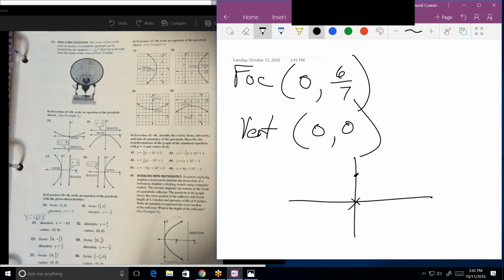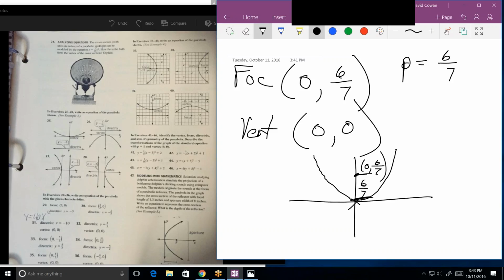What kind of parabola are we looking at? Horizontal, vertical, opening up, opening down? Opening up, and that would be vertical. Okay. What's p equal to? p is equal to 4 times 6/7? No. p is always this distance right here. So it's 6/7. In other words, the coordinate there is (0, 6/7), so this distance here is 6/7.